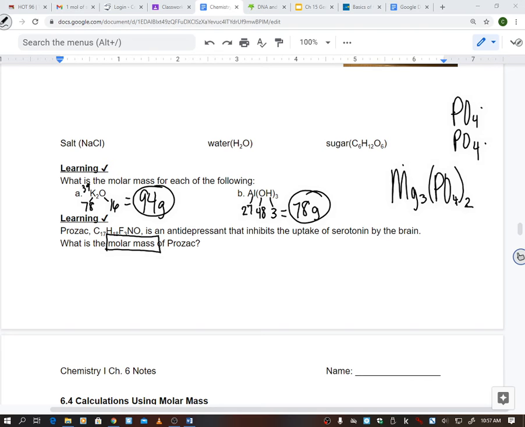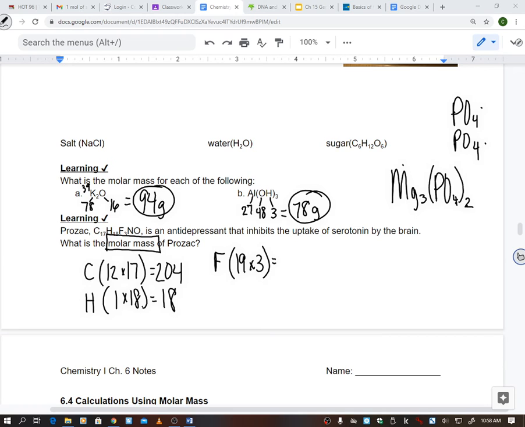So carbon, for instance, let's do carbon here. That is 12, but I'm going to multiply that by 17. That's going to give me 204. My hydrogen weighs 1, but there are 18 of them, so that's going to give me 18. Fluorine weighs 19, but there are 3 of them, so that's going to give me 57. Nitrogen is 14. There's only 1 of them, so it's going to equal 14. And then I have 1 oxygen. It weighs 16, but there's 1, so it's going to stay 16.